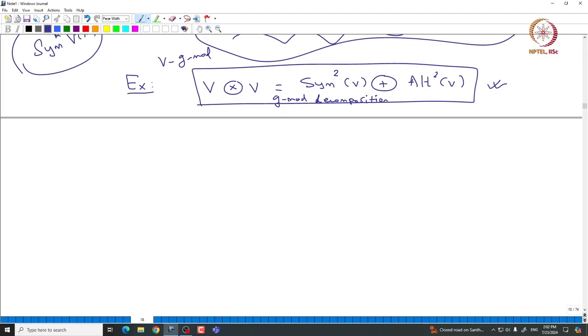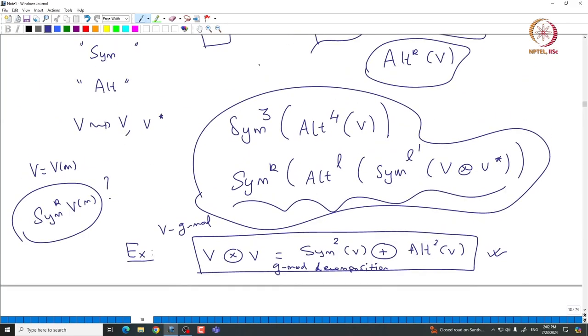I will stop here, and I will continue with some other constructions of representations in the next class. Mainly we want to understand the bilinear forms that can be defined on the Lie algebra, using again some representations of Lie algebras. So we will talk about it in the next class. Thank you. I will stop here.